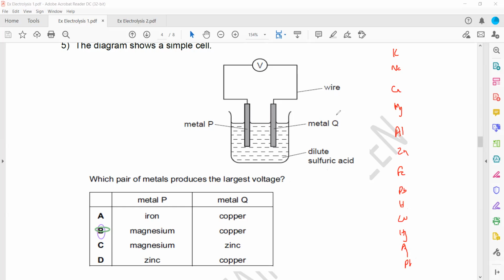So we have iron and copper here, magnesium and copper, this one, magnesium and zinc, this, and zinc and copper. So which has the greatest difference? Magnesium and copper, as you can see. That's why B is the right answer.